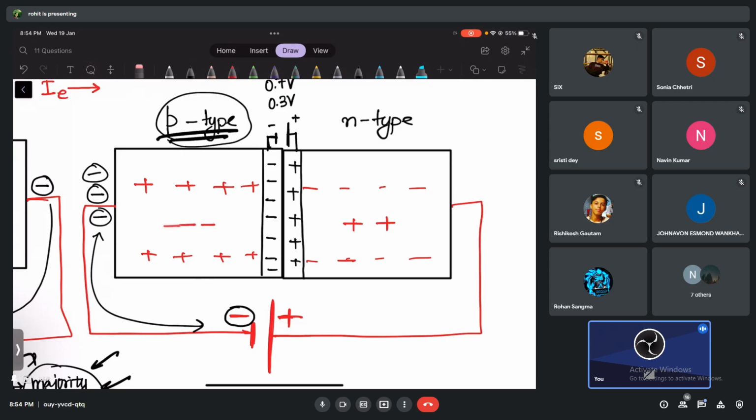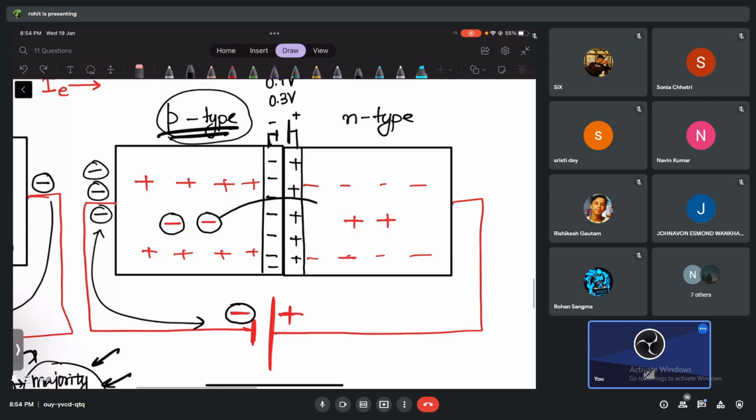The negative terminal, who will it push? Will it push the electrons or the holes? Holes. Electrons. When I say push, I mean push across this junction. So who is going to cross, guys? Electrons, right? From the P side, electrons will cross. And from the N side, who will cross?